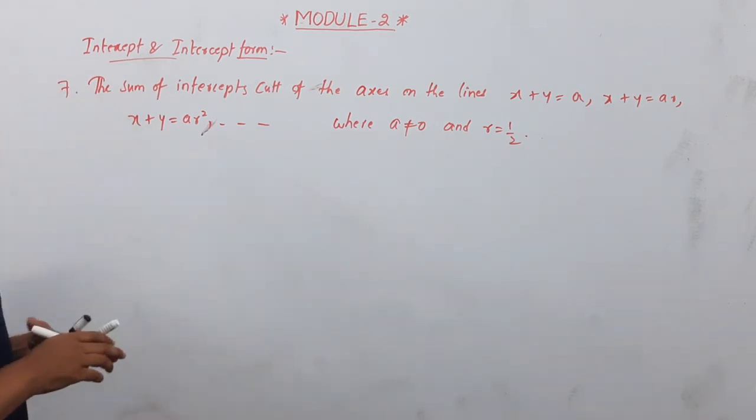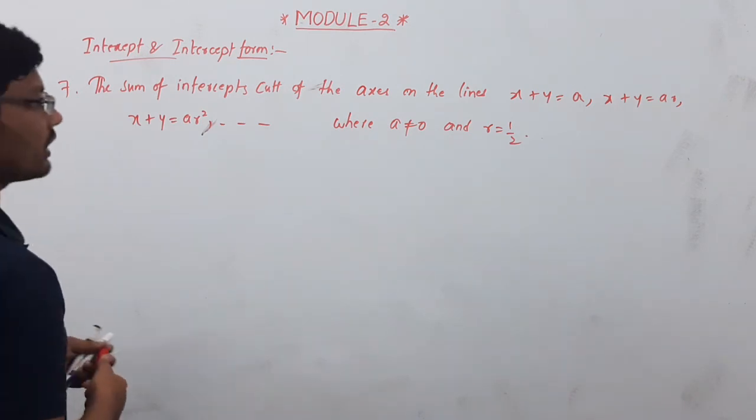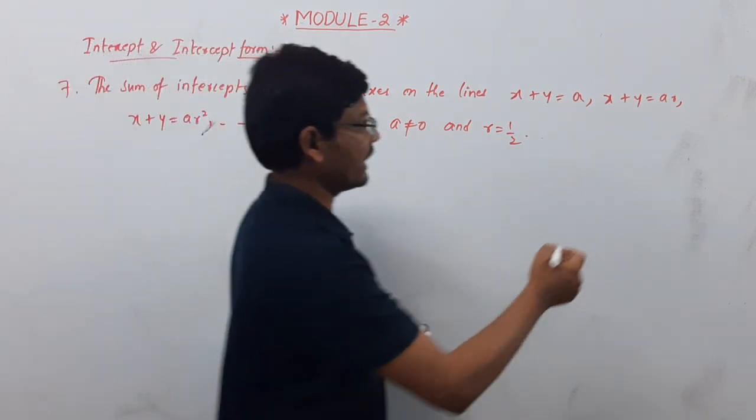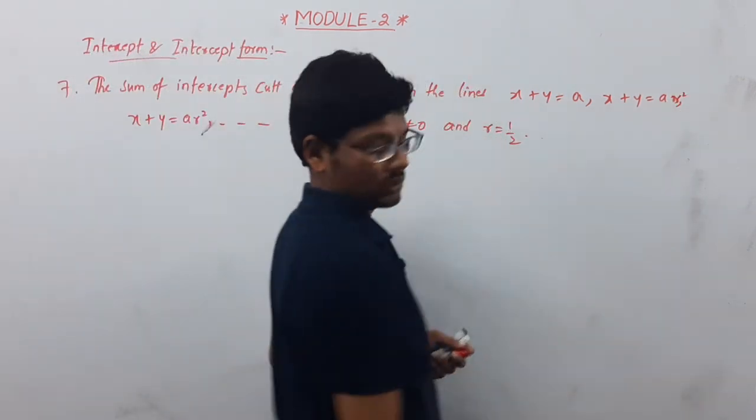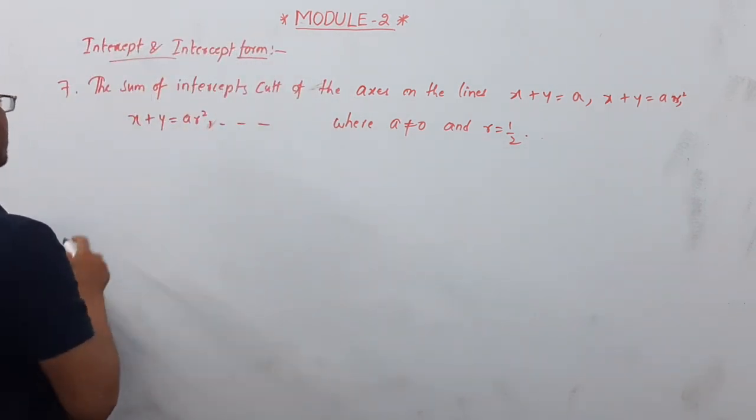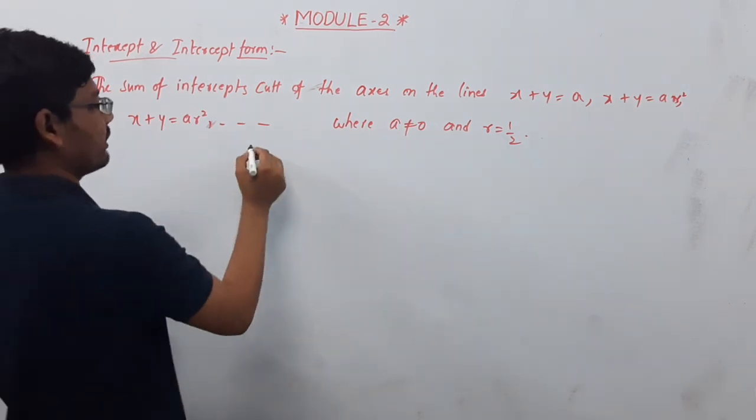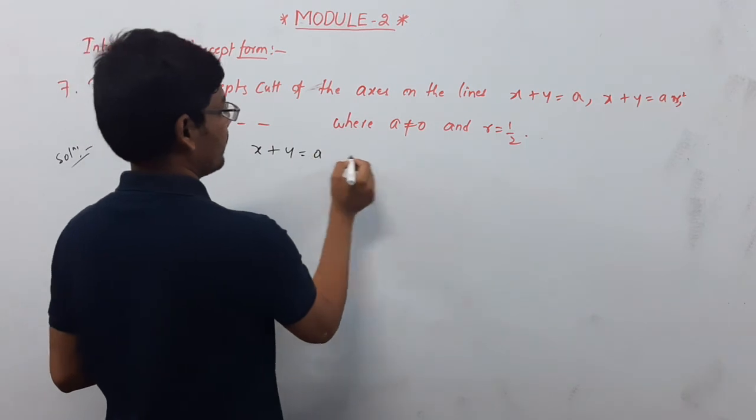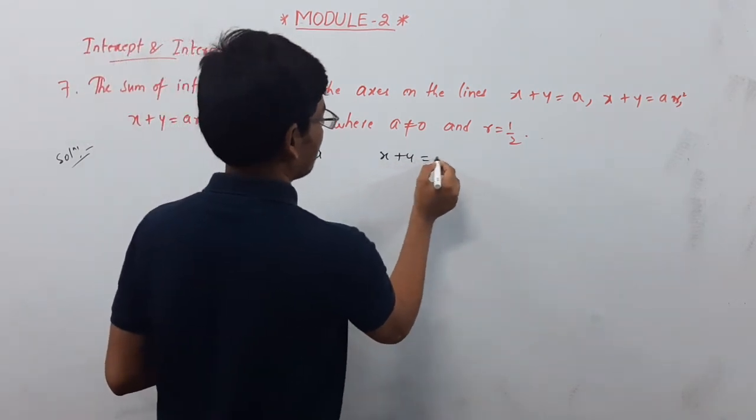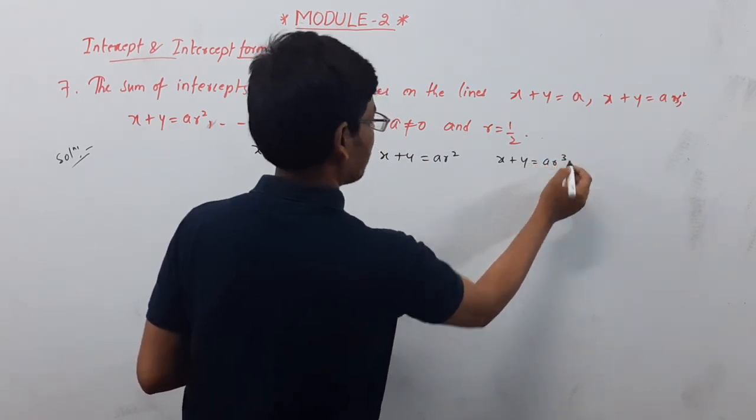The sum of the intercepts cut off by the axes on the lines is asked, where the lines are x plus y is equal to a, and x plus y is equal to ar, and x plus y is equal to ar square, like this and so on. So first, the solution for this one: it is given that the equations are x plus y is equal to a, x plus y is equal to ar, x plus y is equal to ar square and x plus y is equal to ar cube, like this.